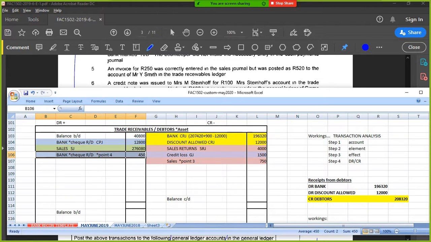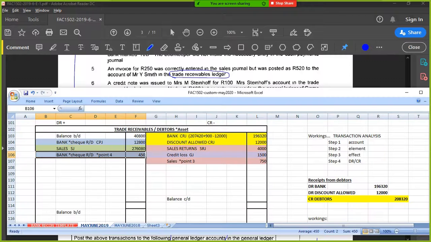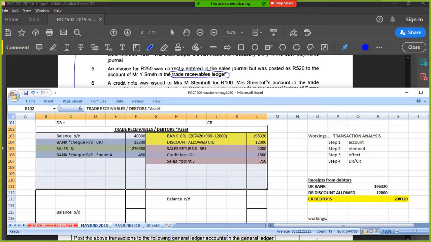An invoice for 250 was correctly entered in the sales journal but was posted as 520 to the account of Smith in the trade receivables ledger. Okay, it's the ledger. So the ledger is incorrect. Is the journal correct? Yes. The journal's correct. So you don't have to adjust the T account.